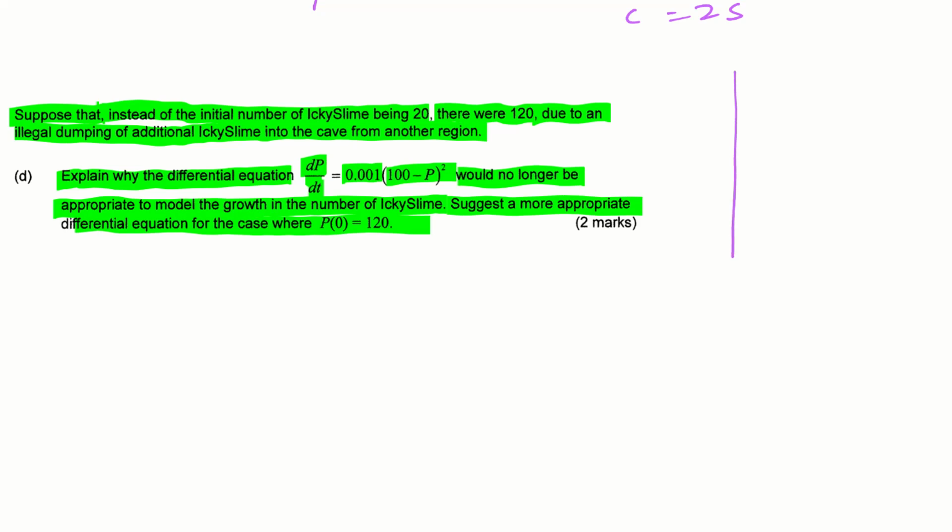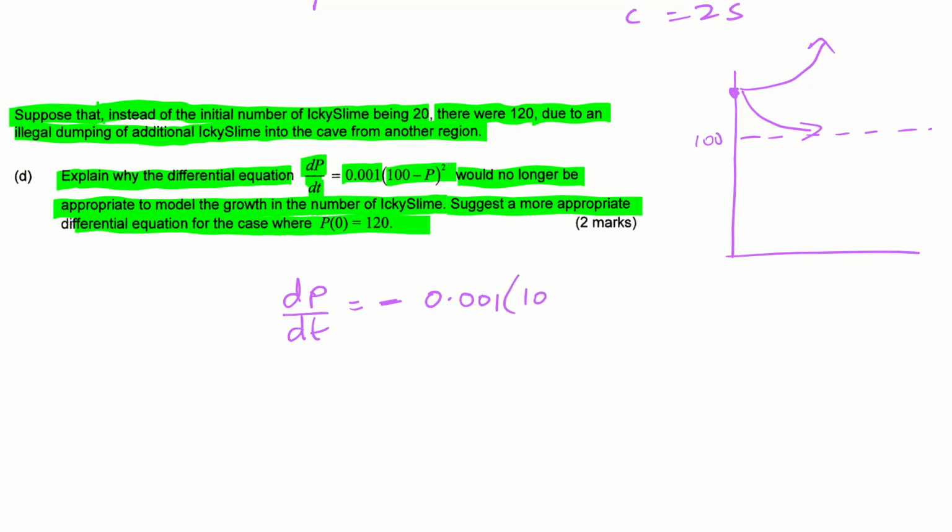Well, the carrying capacity we know was at 100. So if we started at 120, we can't have a differential equation that's going to give us growth from that point. It really does need to come down towards the carrying capacity. So you need to explain that, and I would suggest that what we do is just stick a negative in front of there, so that it does come downwards.